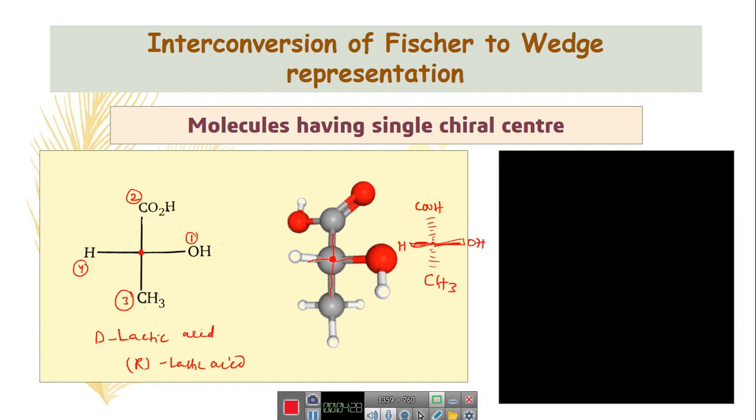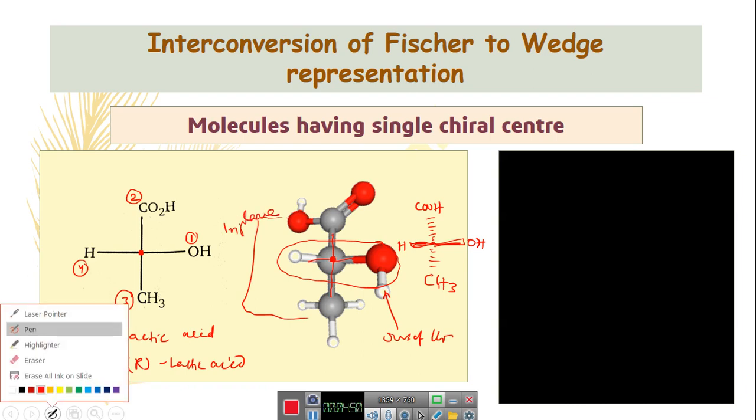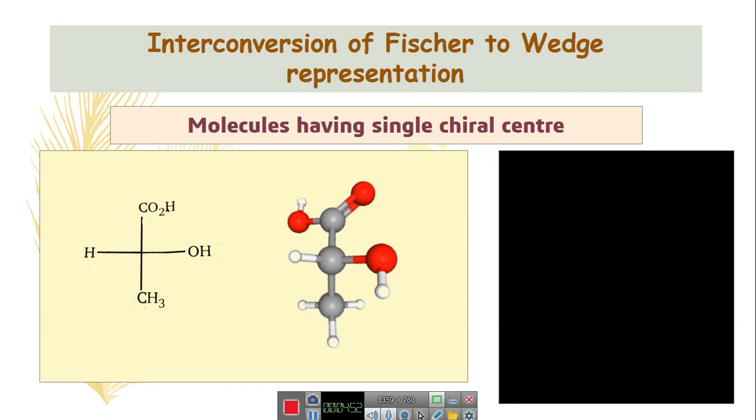If you observe this molecule carefully in a three-dimensional way, these two which are in the horizontal line are out of the plane. There are two ligands, that means top COOH and bottom CH3, that are in plane. You can observe these two are in plane, that means they are touching the plane. So now we can see this molecule in two different ways to convert this to wedge representation.